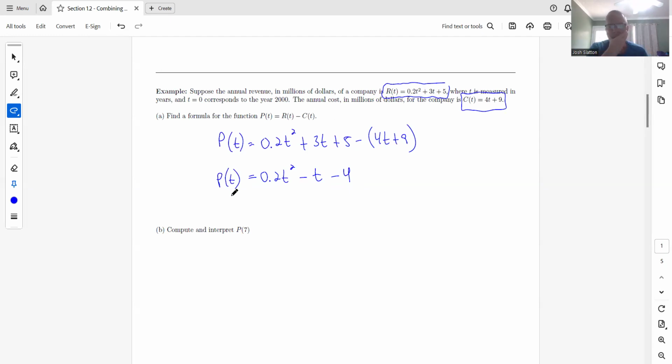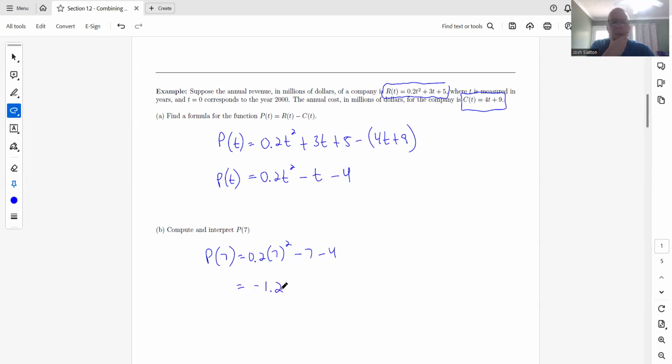And it does not ask for the domain, but the domain of any quadratic equation or quadratic function is all real numbers. So, all right, so we're going to compute and interpret P of 7. So P of 7, we're just going to plug in 7 for t and simplify it. So plug it into the calculator, and we should get negative 1.2.